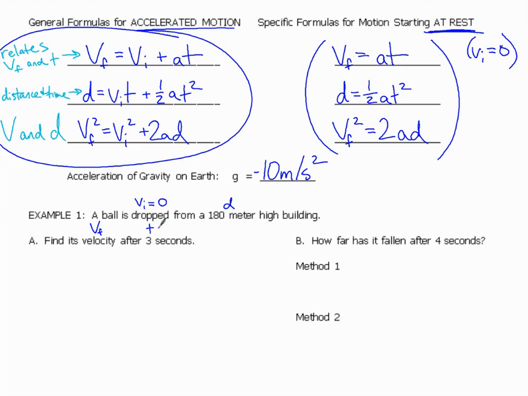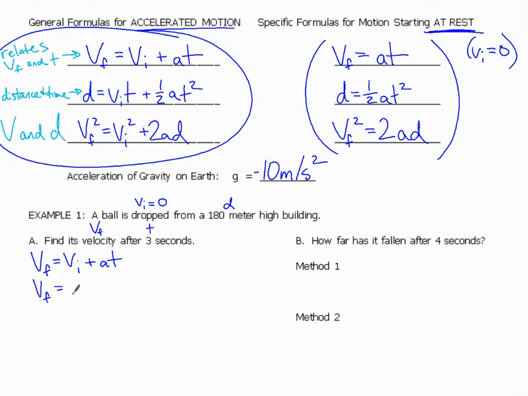So we need to find a formula that relates velocity and time. And so we look back up here, velocity and time, with the specific instance of we're starting at rest. So final velocity equals the acceleration times the time. I'll write out the general formula here so we can see it completely. Final velocity equals initial velocity plus the acceleration times the time.